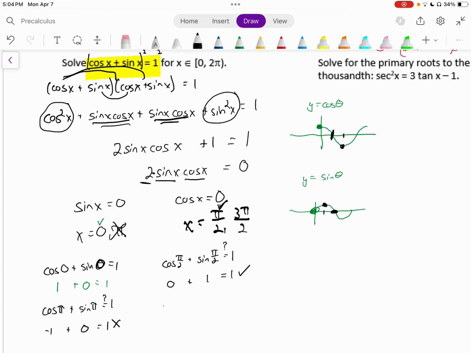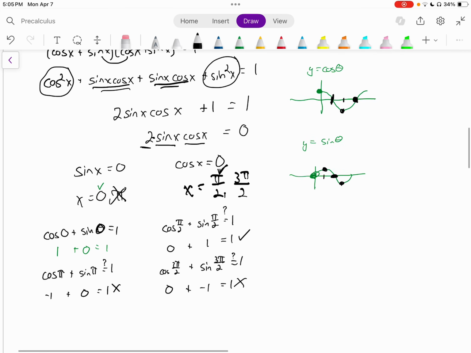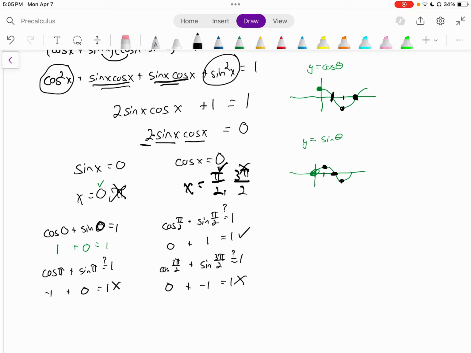And now 3 pi over 2: cosine of 3 pi over 2 plus sine of 3 pi over 2. Does that equal 1? Cosine of 3 pi over 2 is right here. That's 0. Sine of 3 pi over 2 is -1, which does not work. So for that example, I'm going to have to scroll all the way down here. This didn't work. So our answer, we just have two of them, 0 and pi over 2.